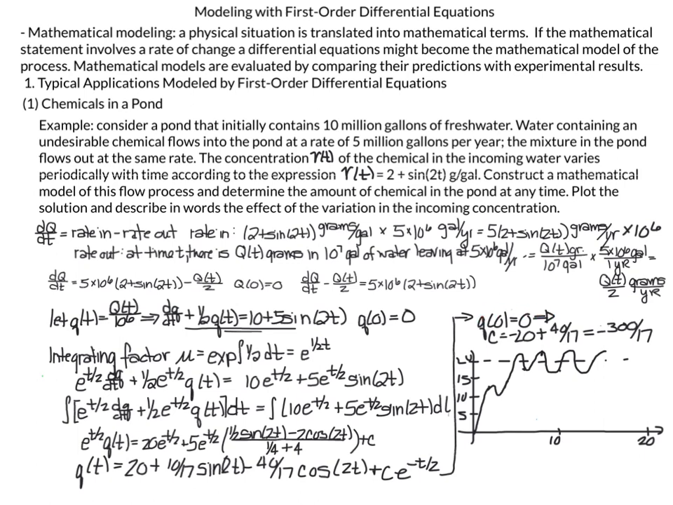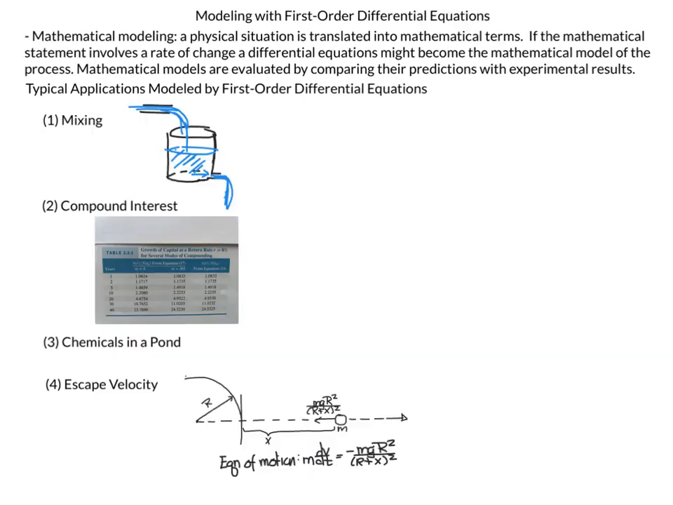Plugging in our initial value, q at t equals 0 is equal to 0. Plugging that into here, I have 20. I have sine of 0 is 0. I have 1, so I have 20 minus 40 over 17, and then here I have 1 is equal to c. So I have c is equal to 20 plus 40 over 17, so c is equal to minus 300 over 17, and I have a graph of this here as well. So now we have done chemicals in a pond, and we are ready to go to escape velocity.